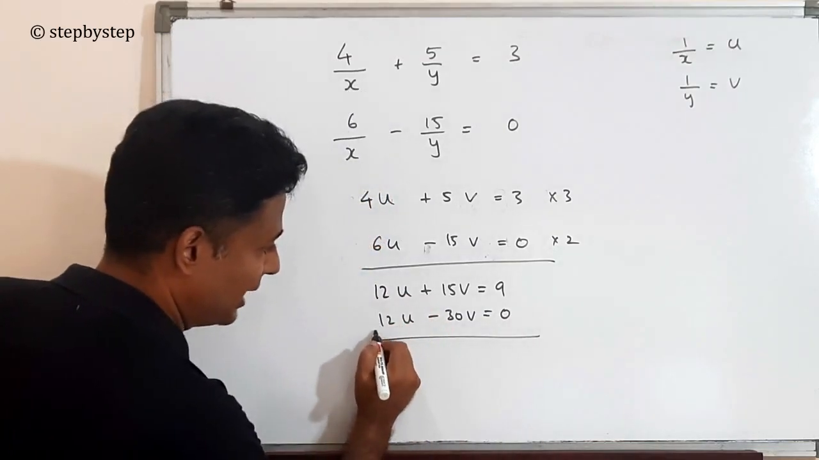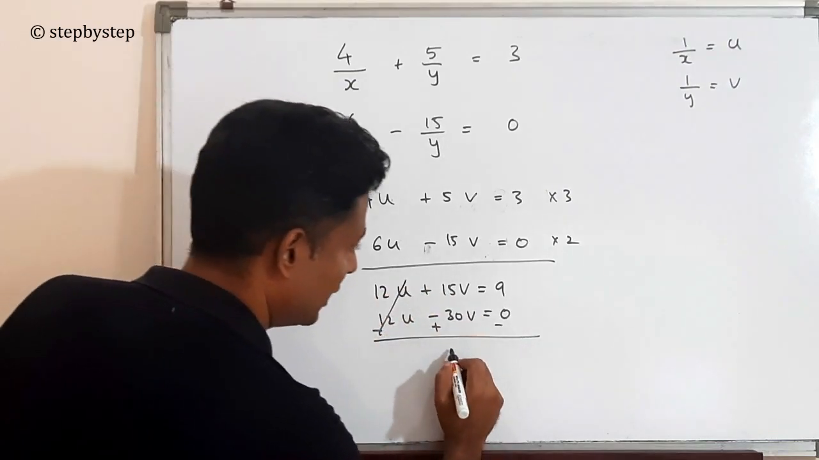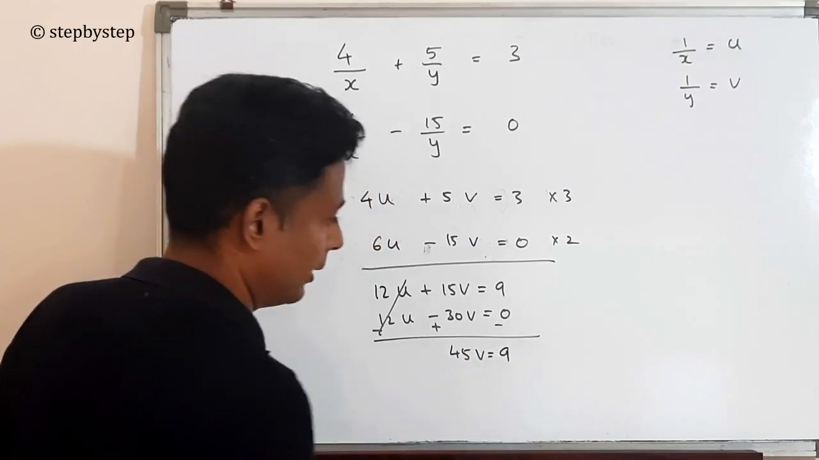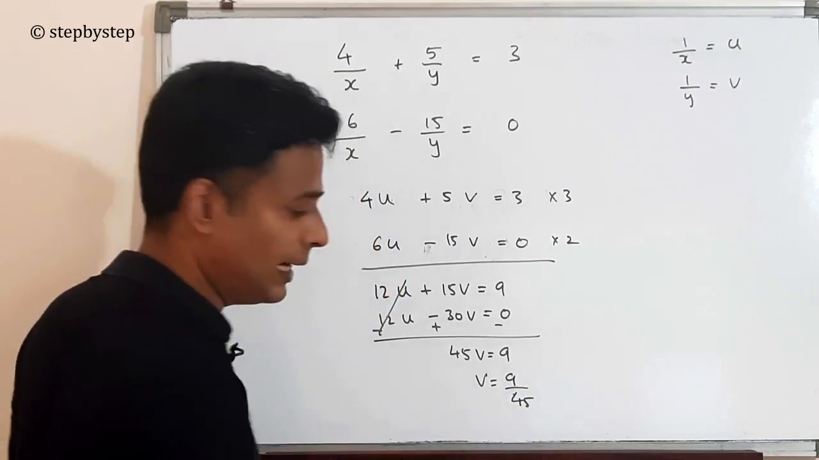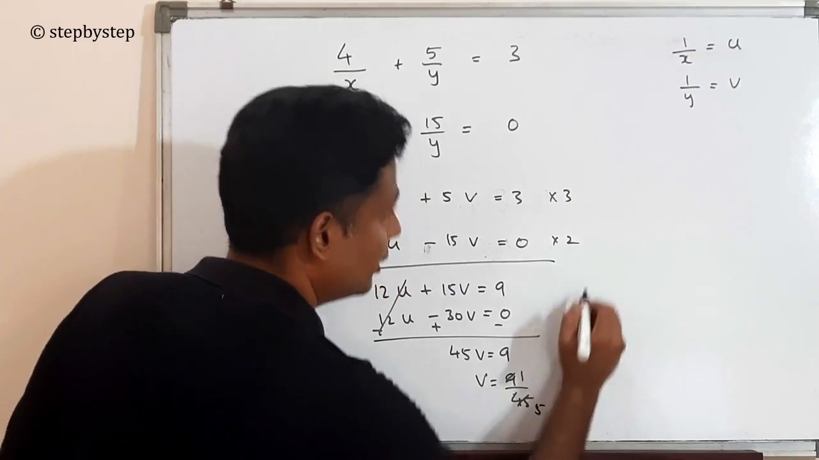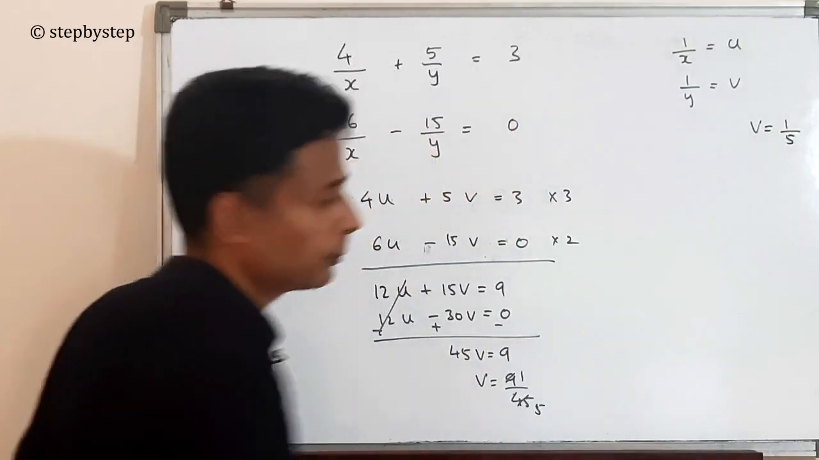Now both are the same sign, so I'll subtract, so signs will change. This cancels, 15 plus 30, 45v equal to 9. So v equal to 9 by 45. Right? So 9 by 45, 1 by 5. So what do we get? v equal to 1 by 5.